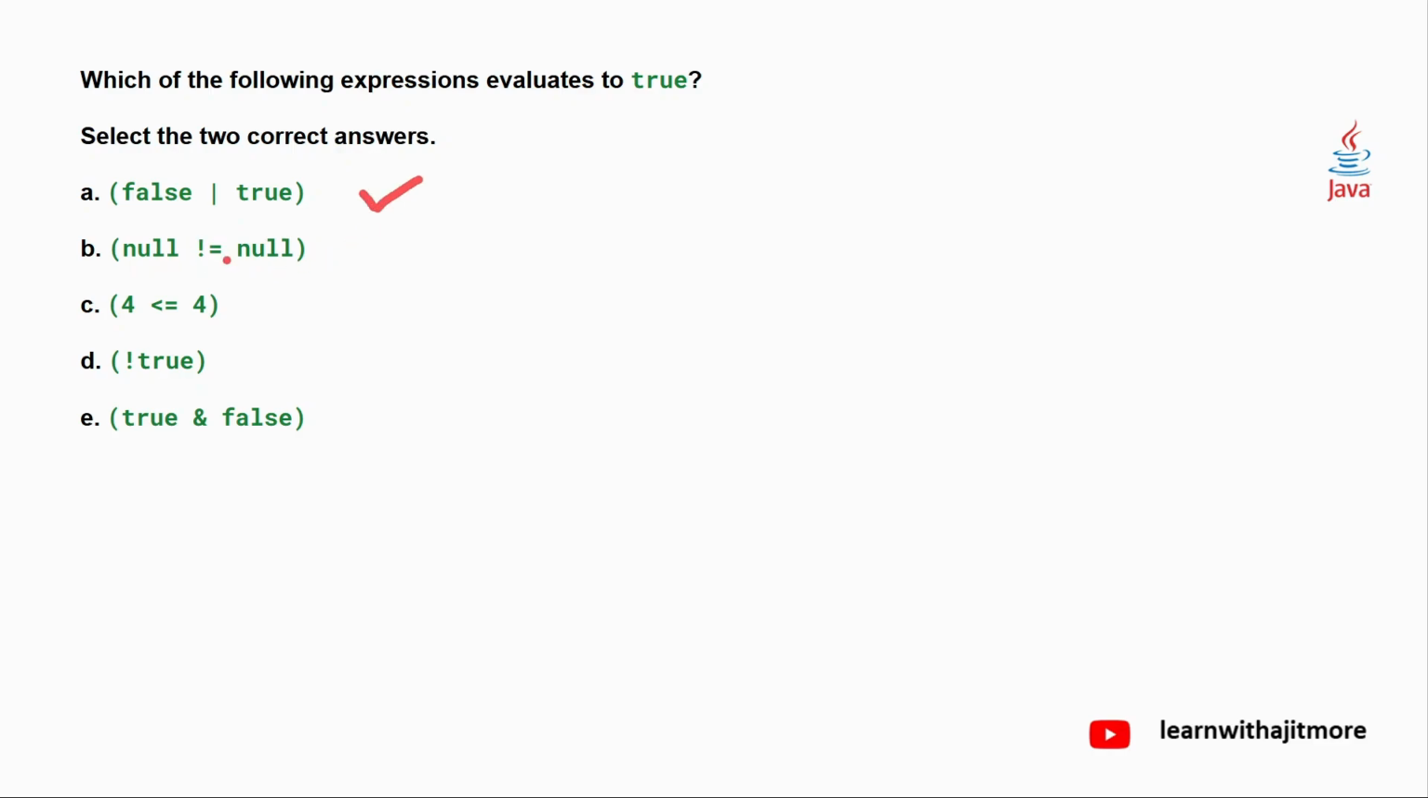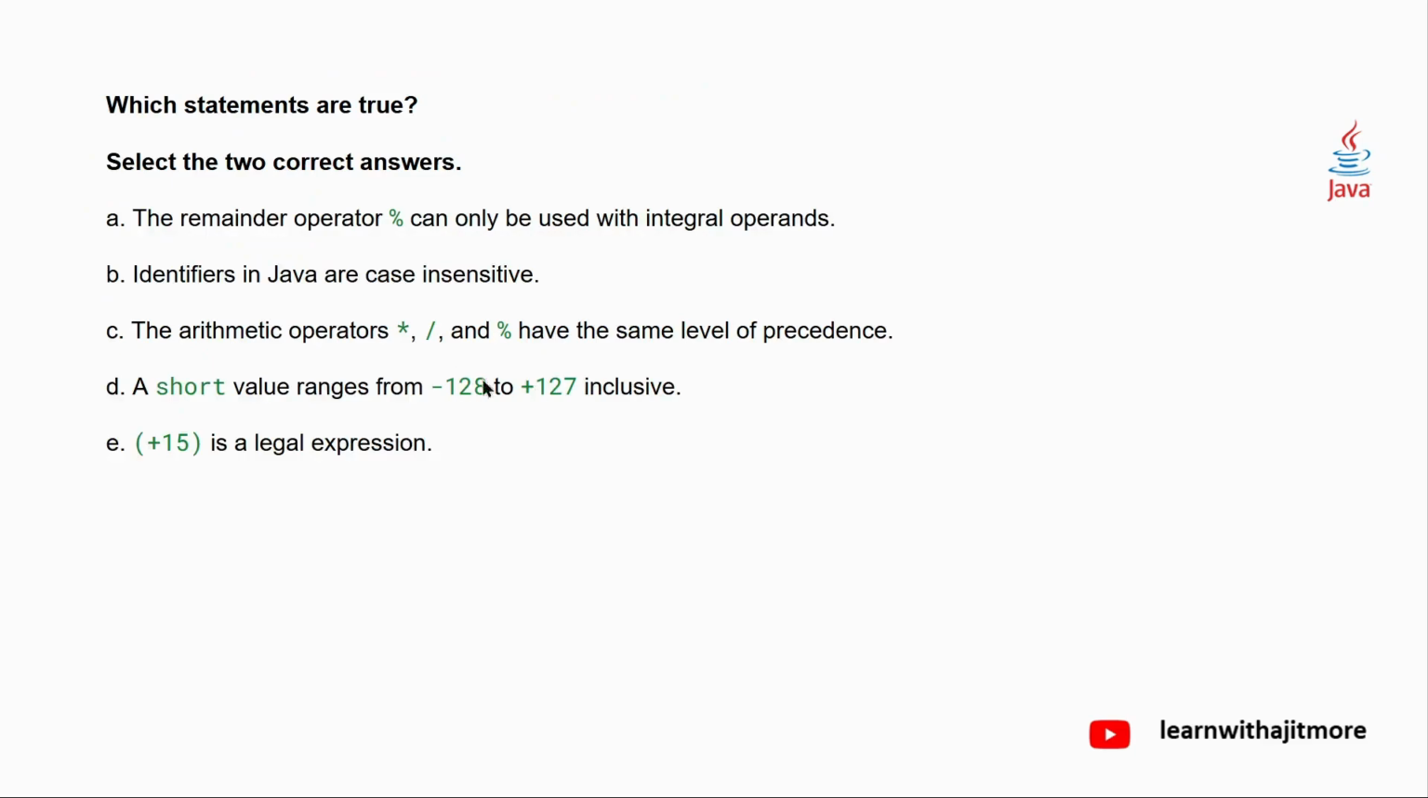Any one, if both are true, one single value is true, the result is true. So this result has to be true. Now, is null not equal to null? No, they are equal, but you are checking not equal. Therefore, this will be false. Is 4 less than equal to 4? Yes, therefore it is true. Not of true is false. And true and false: in ANDing, when one is false, the result is false. So only these two are true: false or true, and 4 less than equal to 4. Hope it is clear. Yes, sir.